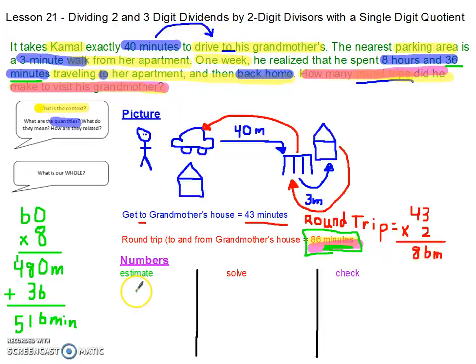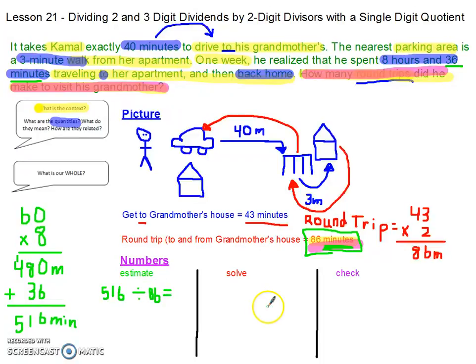So first I'm going to estimate, and I am dividing this whole number by this 86 because I want to know the total amount of round trips. So my whole number is the 516 minutes. And I'm dividing it by the 86 because I want to know how many groups of 86 I have.